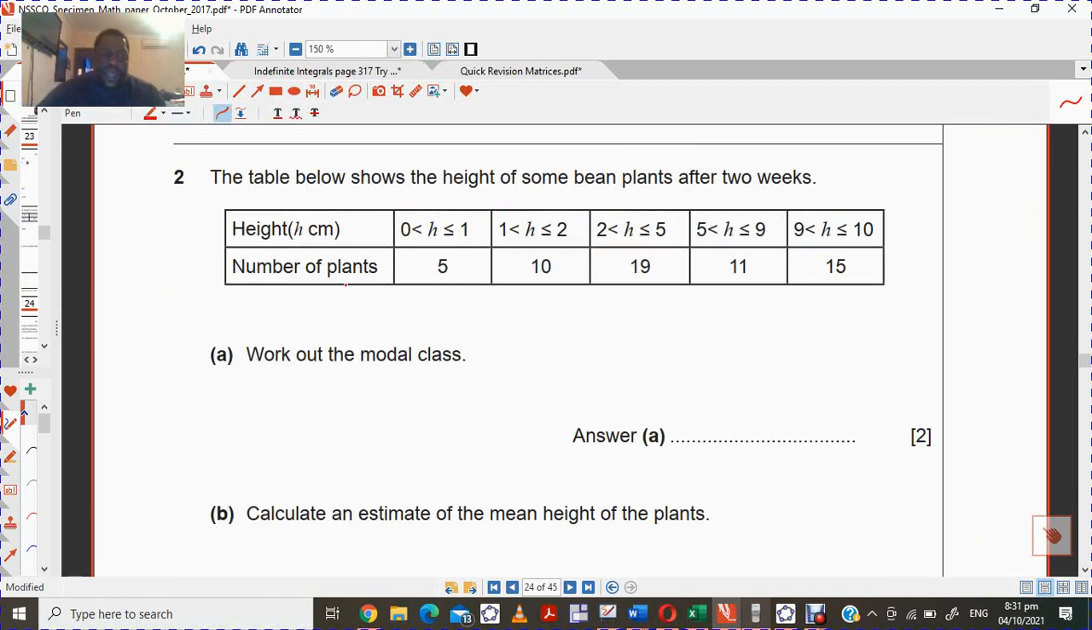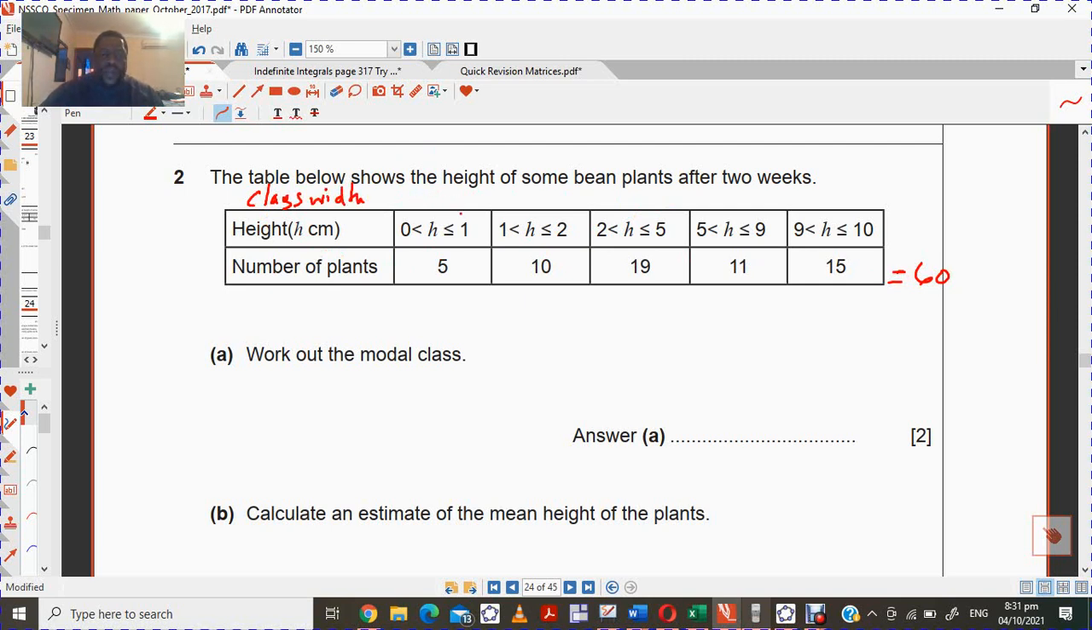So the first thing that I always refer to, because this is continuous data, the heights of plants. When I add 5 plus 10 plus 19 plus 11 plus that, well, that gives me 60, because it didn't say in the question. And then there's something else that I want you to consider, and it's called class width.